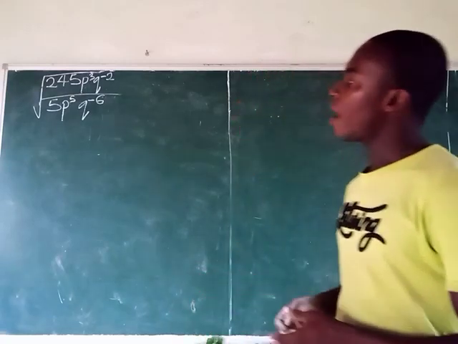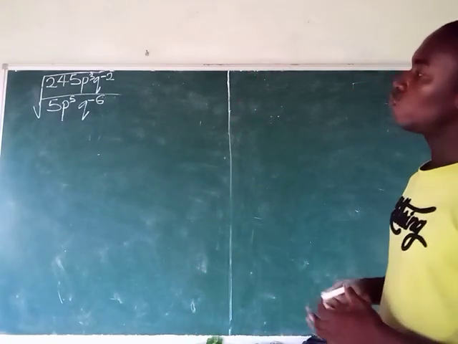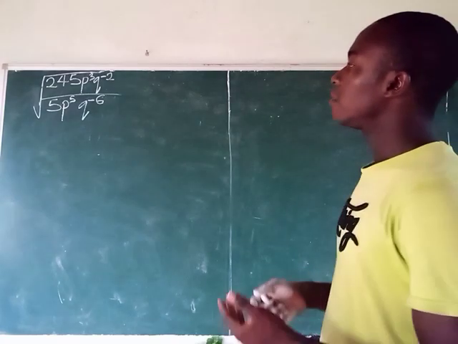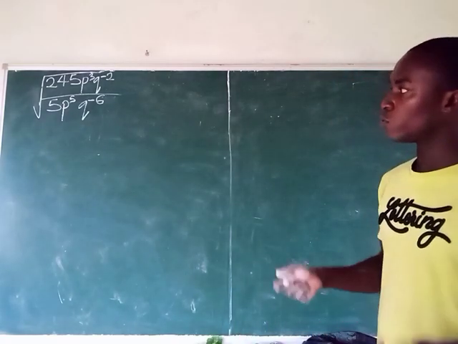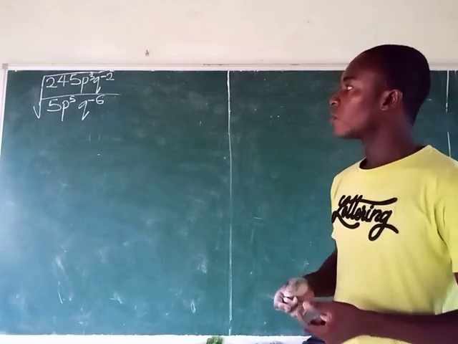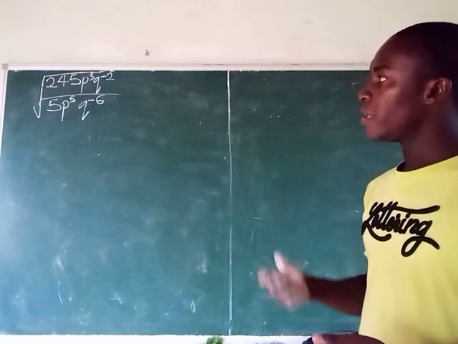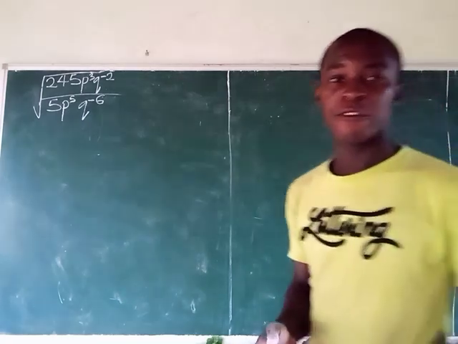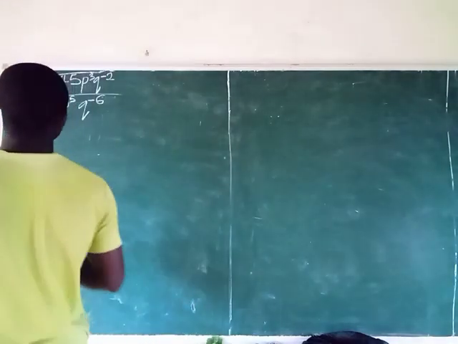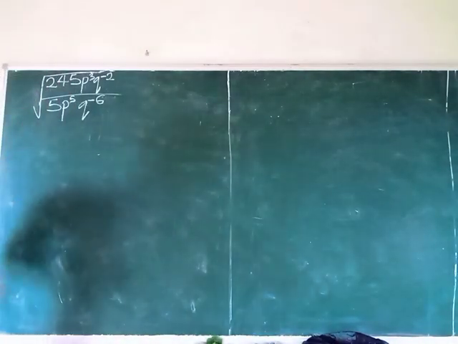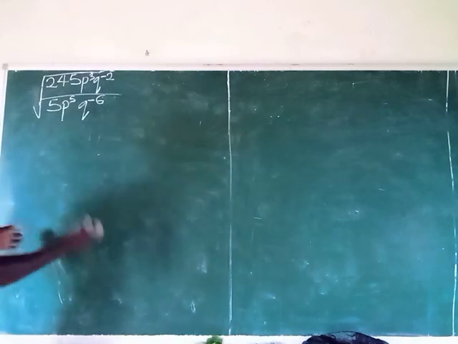The question is, we have the square root of 245 times p raised to the power of 3 times q raised to the power of minus 2, over 5 raised to the power of p over 5p raised to the power of 5 times q raised to the power of minus 6. So watch how we are going to simplify this to arrive at a final answer.